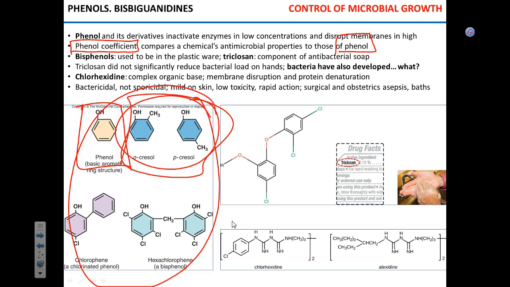Now, chlorophene and especially bisphenols. Bisphenols were used in different plasticware, plates, bottles, to prevent bacterial growth in whatever is in the bottle.